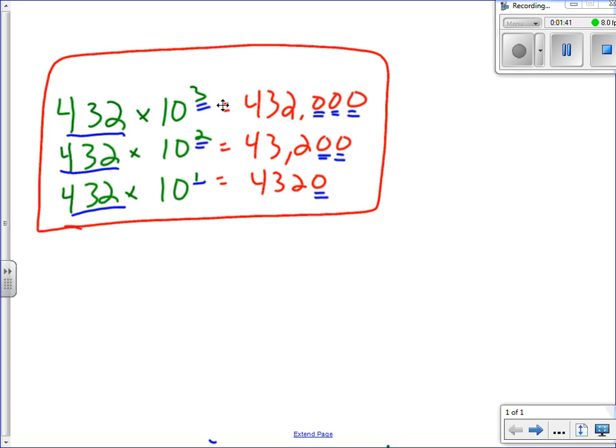Now, some of you in your explanation did an awesome job and said, okay, 10 to the second power is 100. So when I multiply 432 times 100, knowing that 100 is a friendly number, I just put 2 zeros down and then get 43,200. And you did the same thing with 10 to the third power and 10 to the first power. So any way you explain it, as long as you're talking about the powers of 10 and the zeros, that would be great. Now we'll go on to question number 2 here.